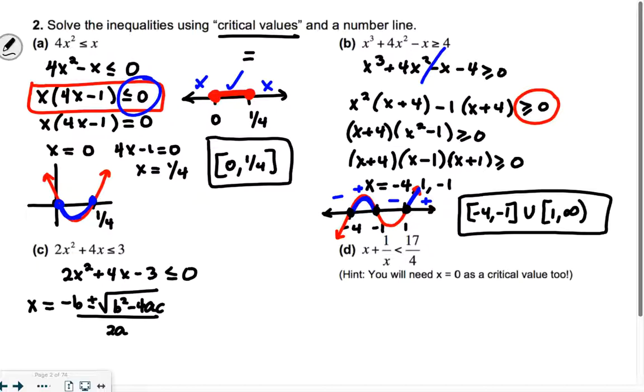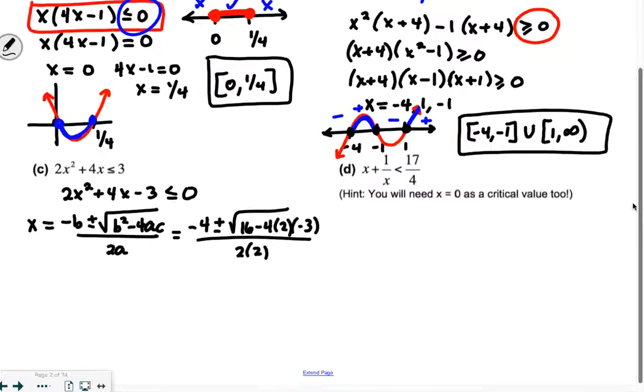So let's go ahead and plug in. So we have negative 4 plus or minus the square root of b squared, which is 16, minus 4 times a times c, all over 2 times a, so 2 times 2. So I go ahead and square the b as I put it in. So I have negative 4 plus or minus the square root of 16 plus 24, which is 40, all over 4. So I get negative 4 plus or minus the square root of 40, which is 2 root 10, because 4 and 10, right? So 2 root 10 all over 4.